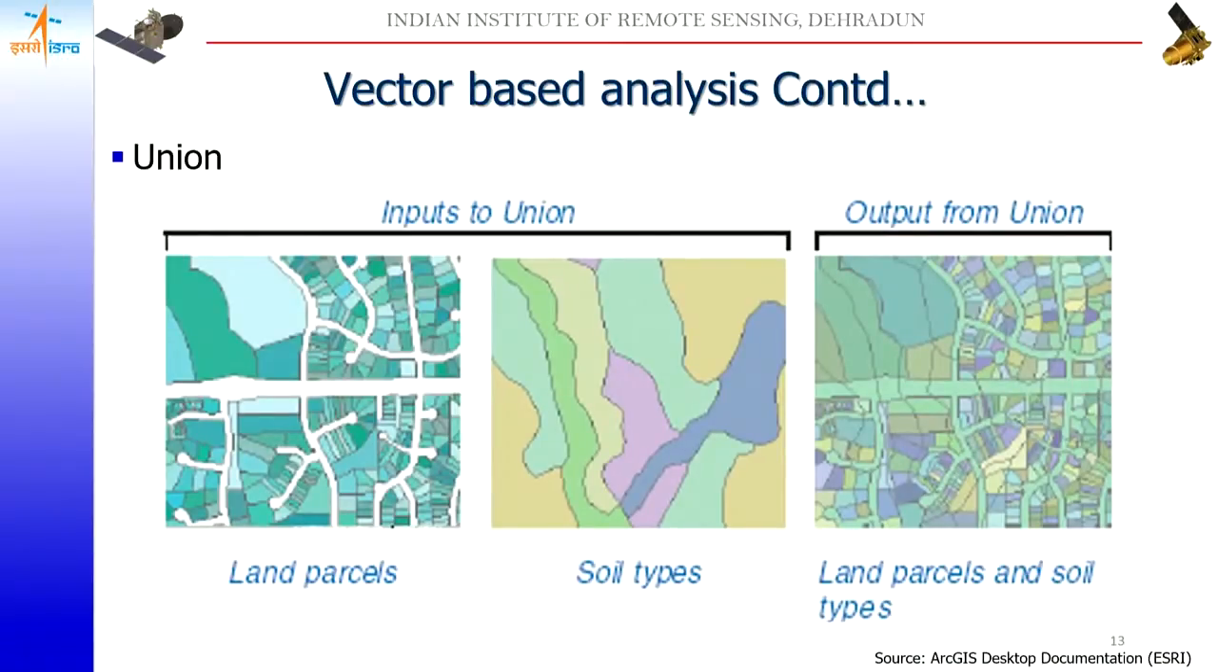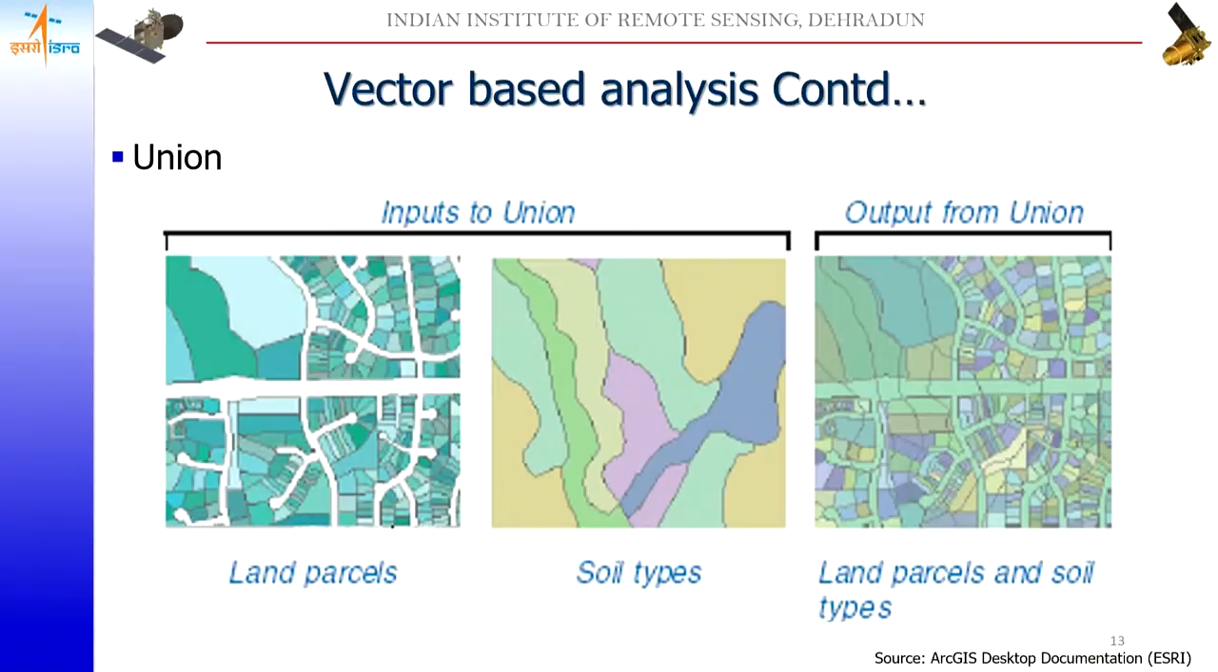Another common operation that we use is the union. This is an OR operation, which means it will keep all the features which are either in A or in B, or which are in common. For example, here we are taking a land parcel and a soil type. The output will contain another polygon layer.